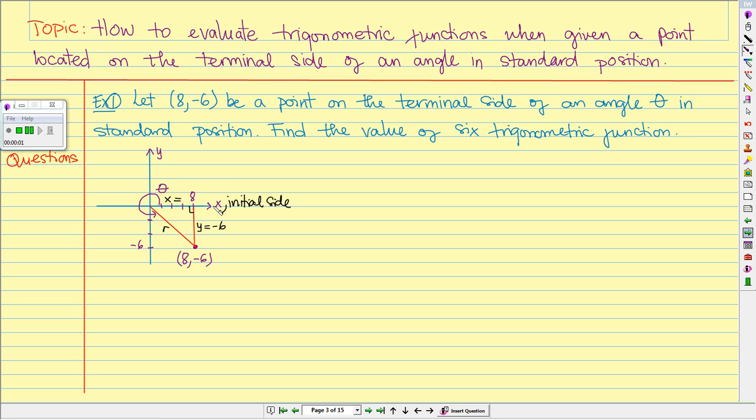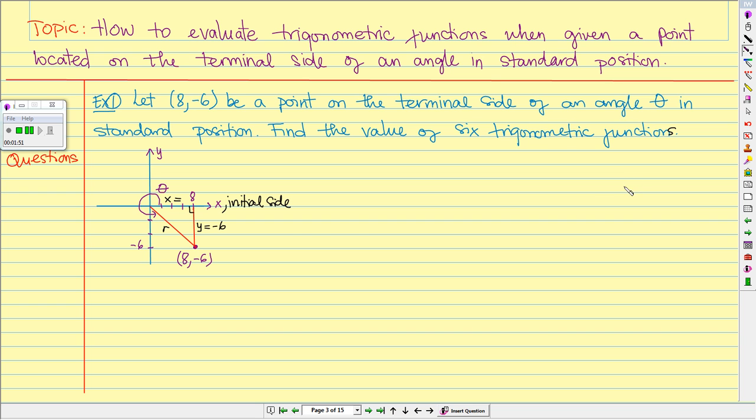So let's begin with example 1. Let the point (8, -6) be a point on the terminal side of the angle theta in standard position. In this case, you can see that the angle theta from the initial side is rotated counterclockwise, so it is a positive angle. We want you to find the value of the 6 trigonometric functions: sine, cosine, tangent, cosecant, secant, and cotangent.